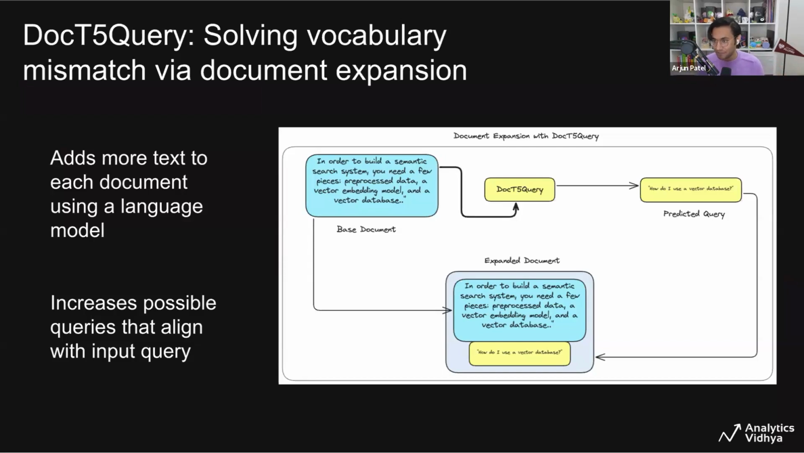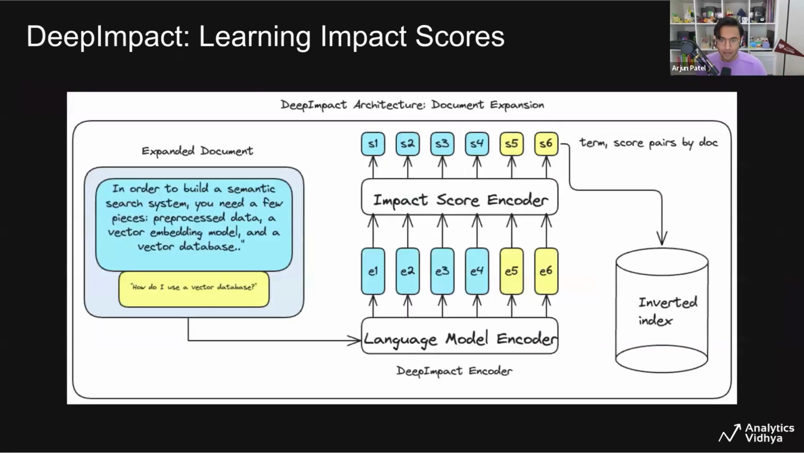It's a very simple idea, right? It's like, okay, now we have more queries that we can possibly map to. We're just adding the words that we're missing from the document. The next step is going to be this type of learning scoring behavior.